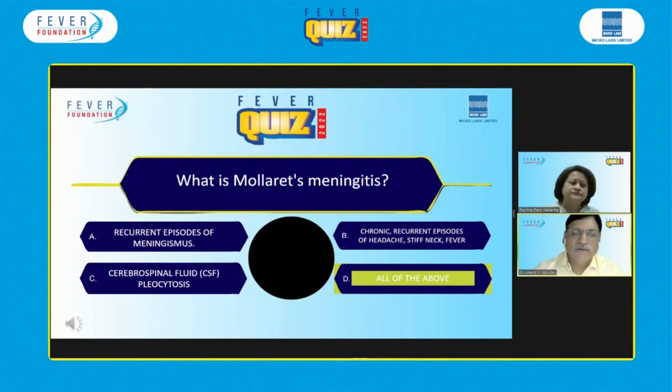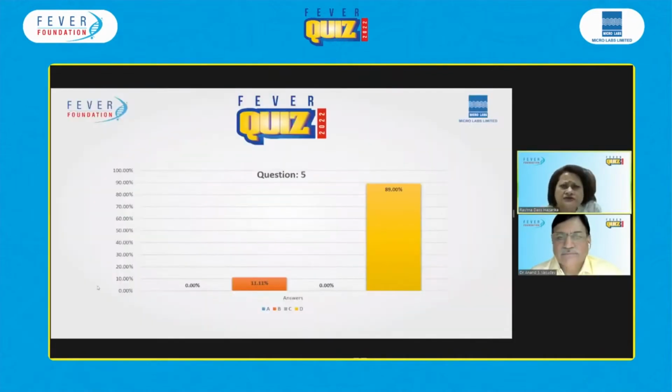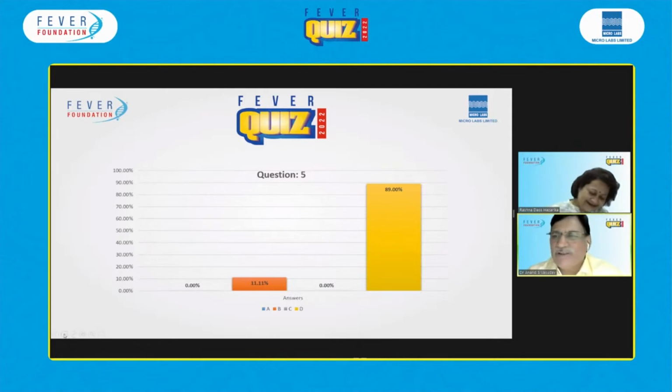Right. Thank you, Dr. Rachna. Computer Ji, if you're ready with the result, let's see how many have given D as the correct answer. And actually, you don't need to treat this. It resolves by itself. Oh, great. Wow. 89% have given the correct answer. D is the correct answer. And good that a large majority, almost 90%, know about Mollaret's meningitis.